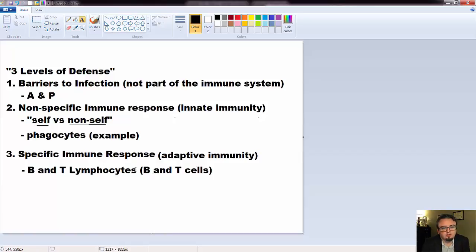And the way that these work is that you have literally billions upon billions of specific types of B and T cells, and each one will respond to a particular what's called antigen. So rather than responding on a self versus non-self basis, where everything's either part of the body or it's foreign, in this case each cell will recognize one particular type of foreign particle or foreign microbe, and the term is called an antigen.